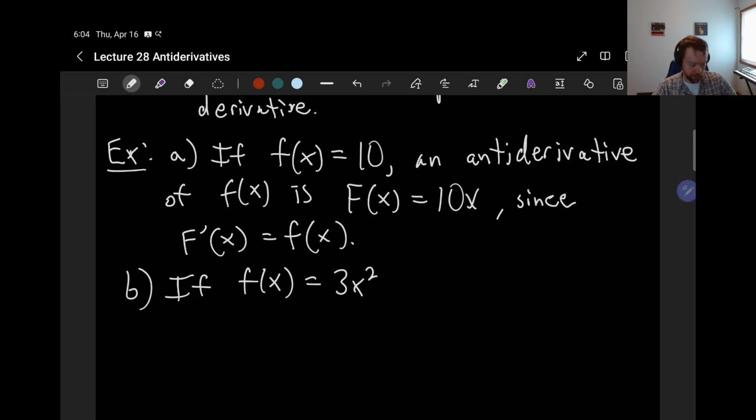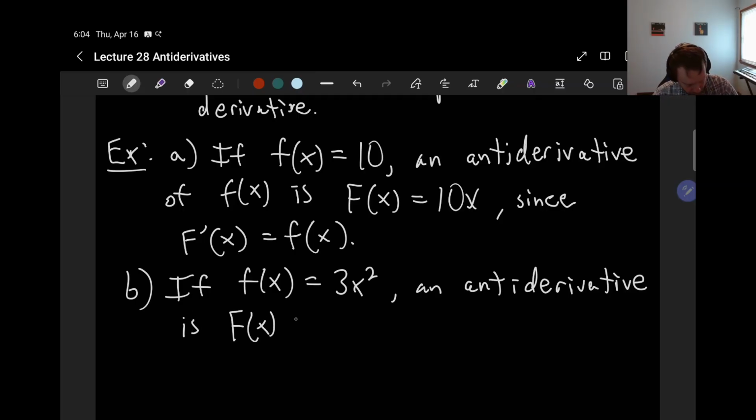Let's look at another one. Let's say f of x is 3x squared, then an antiderivative is capital F, which is x cubed. So that's one antiderivative. Notice if I take the derivative of x cubed, I get back to 3x squared. But turns out there's more than one. And let's look at them now.